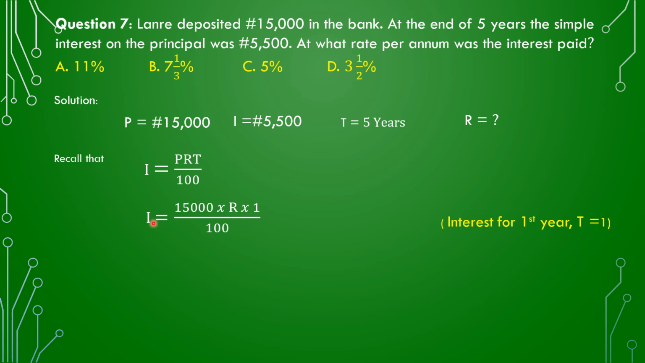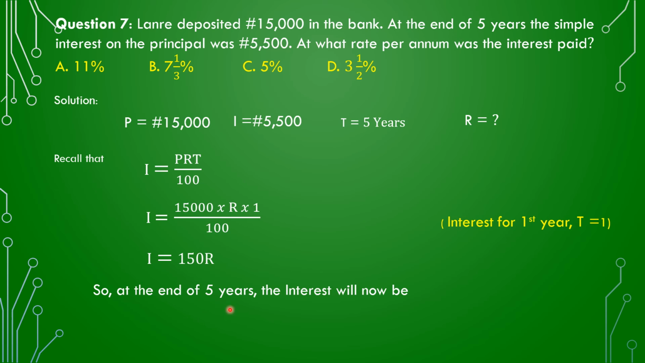So I is equal to 15,000 times R times 1 divided by 100, telling you that this is the interest for the first year. That means T is equal to 1. Going further, our I is equal to 150 R. If you multiply this, divided by 100, you have 150 R.